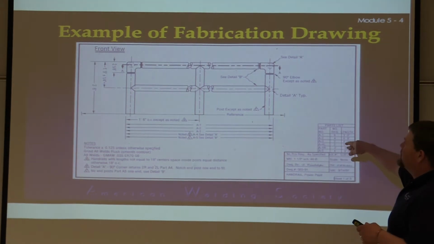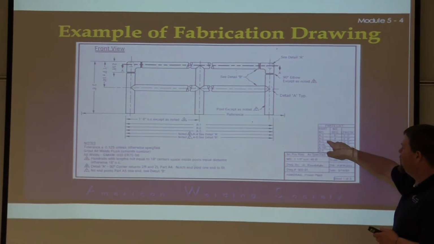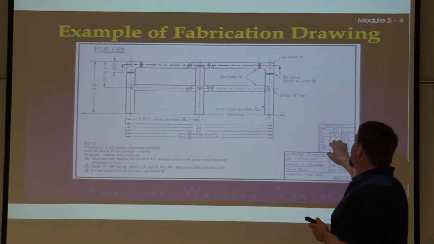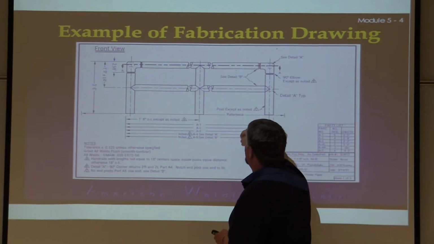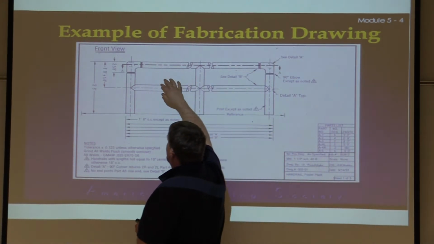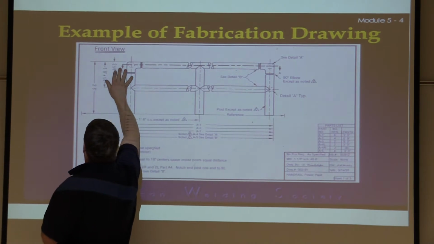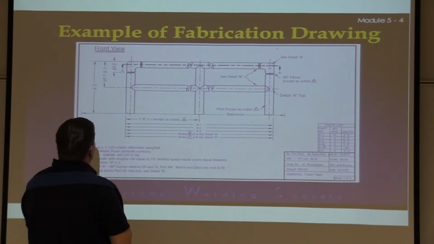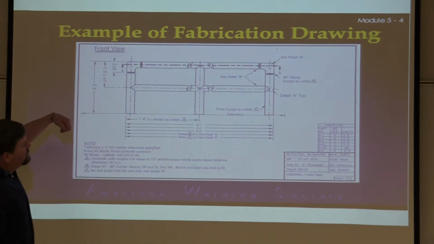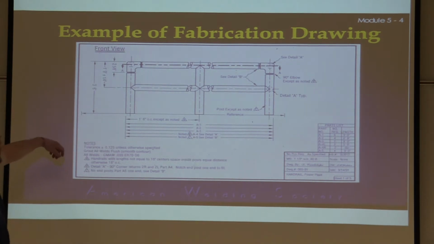A, handrails with lengths not equal to 18-inch center space, inside post equal distance, otherwise 18-inch on center. Okay? When you look this PowerPoint up as you're going through it, you'll be able to see these a lot better. It actually gives you a detailed parts list of which parts and what. These will tell you exactly what the dimensions are. It tells you 2 5/8 here, but it may give you a bigger spec, showing you your section view coming down in this direction as well.